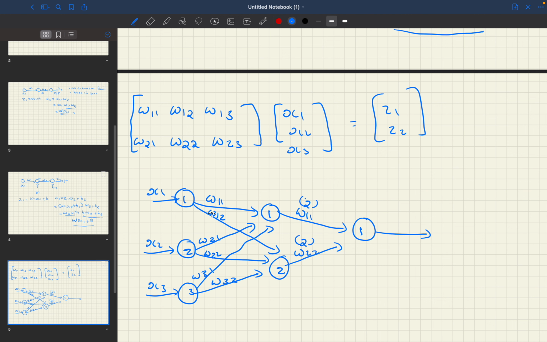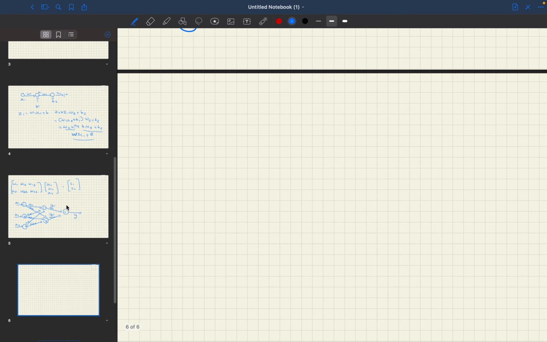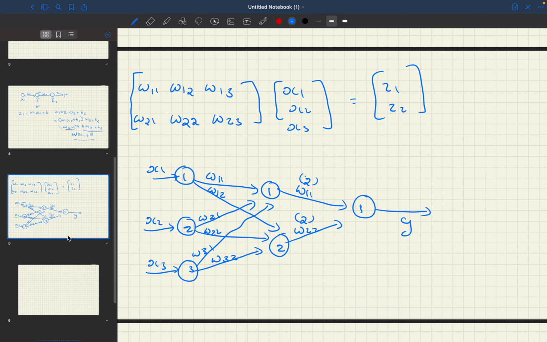This is layer 2, and all these are layer 1 weights. And finally we have the result Y. Okay, so this is our network, and what we are doing, we are trying to calculate its output without activation function. So we already have W11, W12, W13, W21, W22, W23 into X1, X2, X3, which will be like Z1 and Z2, right?